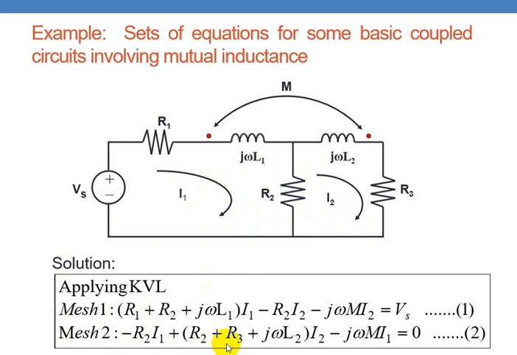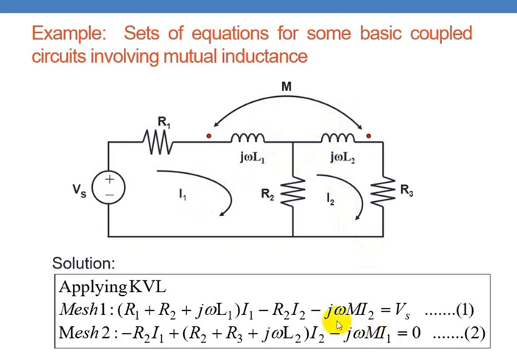Then plus, for I2, the second mesh, you have to sum up all the resistance and reactances and write it here: (R2 plus R3 plus j omega L2) into I2. So this is for the second mesh. Then coming to the mutual inductance, this coil is coupled to this coil. Therefore, because of this current, there will be voltage in the mutual inductance. So the value will be minus j omega M into I1.